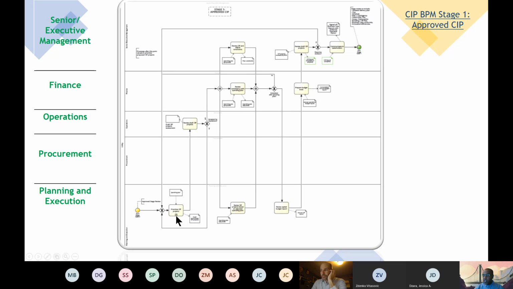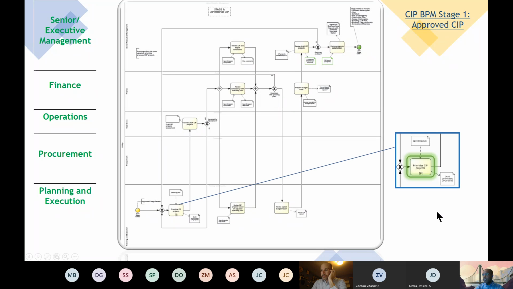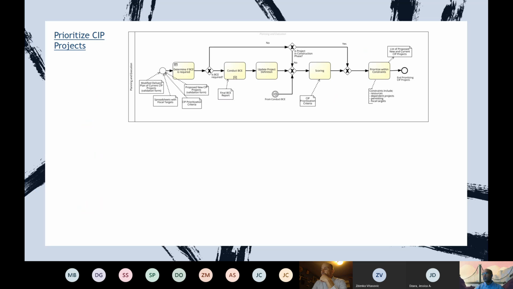Whenever you see a plus sign here, there is a sub-process. Now we'll go to that sub-process. See here, prioritize CIP projects is a sub-process. There is a spending plan, and the draft CIP project that came from the previous stage. They are inputs to the prioritize CIP projects sub-process in this case. The prioritize CIP projects sub-process has a chain of activities. It is a process by itself, but we call it a sub-process.